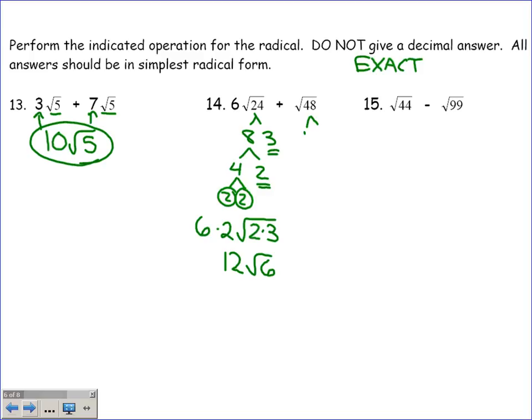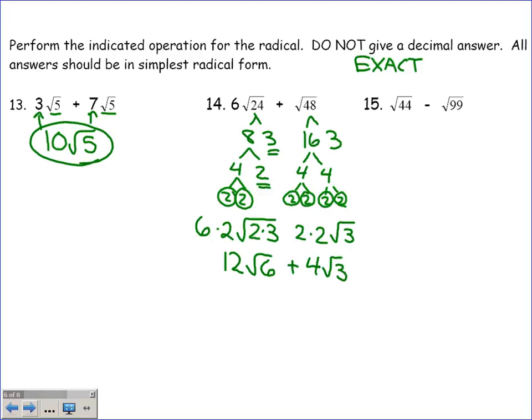The 48 breaks down into maybe 16 and 3. This could be 4 and 4, or 2, 2, 2, and 2. You ask if there's any pairs. There's a pair of 2's. There's a second pair of 2's. And there's a 3 left over. So this would give me plus 4 times the square root of 3.